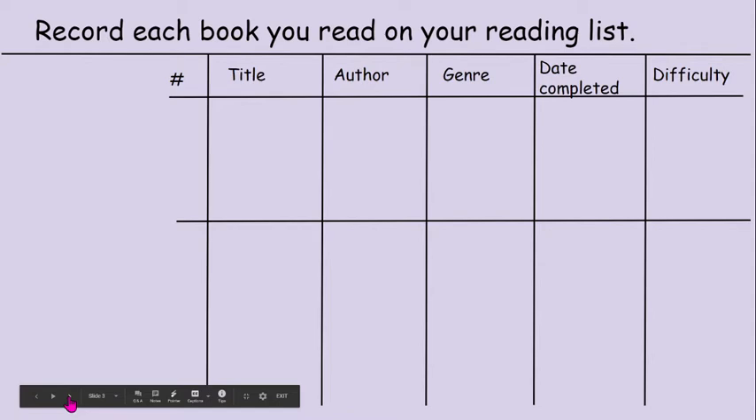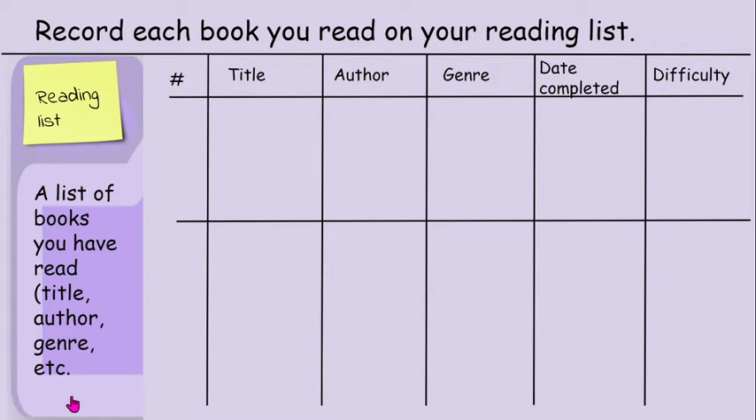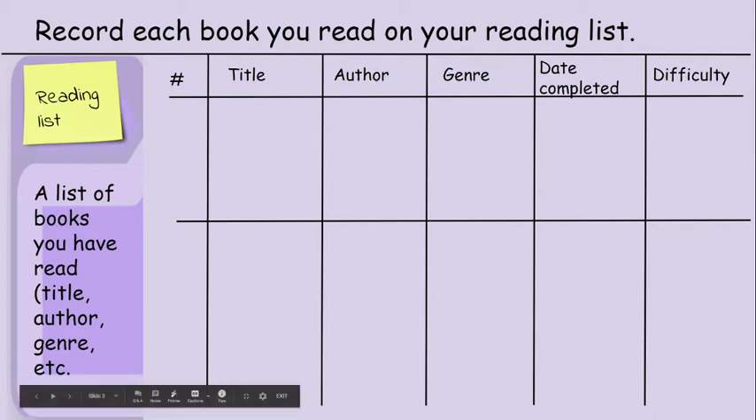Okay. In another section of your book, you're going to record each book you read on your reading list. Go ahead and try to set up your journal to look something like this slide with a number sign, title, author, genre, date completed, and the difficulty level. Was it just right for you? Was it a little too hard? Did you have to put it down? Was it too easy? Did you breeze right through it and not really get anything from it?